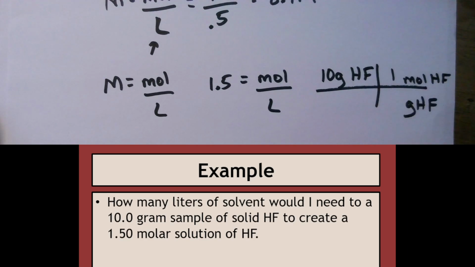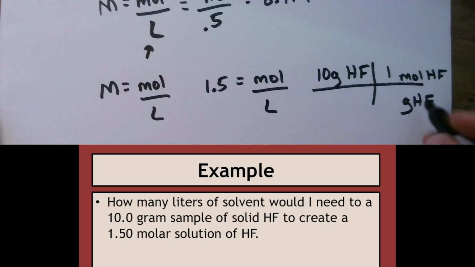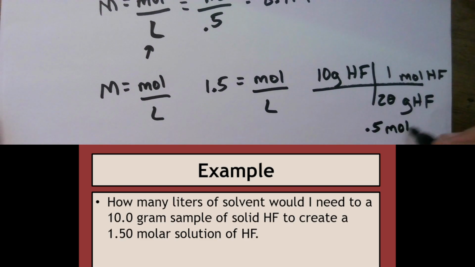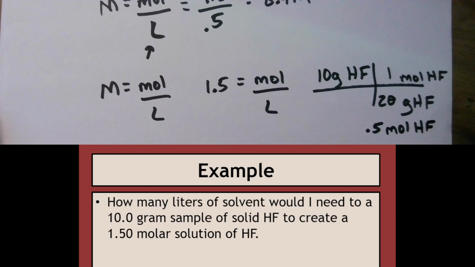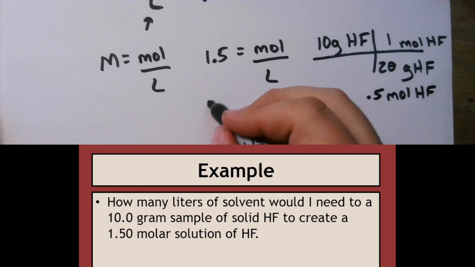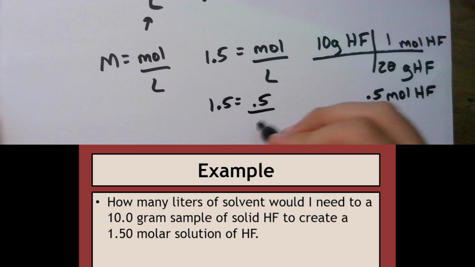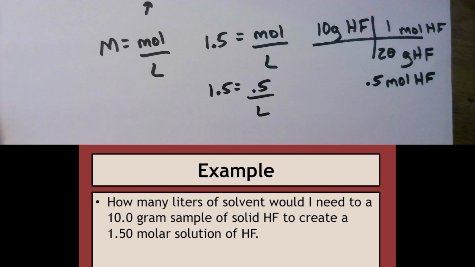Okay. 1 mole of HF weighs, if you go to the periodic table, it's about 20 grams. Not 26, 20. 10 divided by 20 is 0.5 moles of HF. Take that, plug it into my equation. 1.5 molar equals 0.5 moles per liter. Now I just need to solve for L.